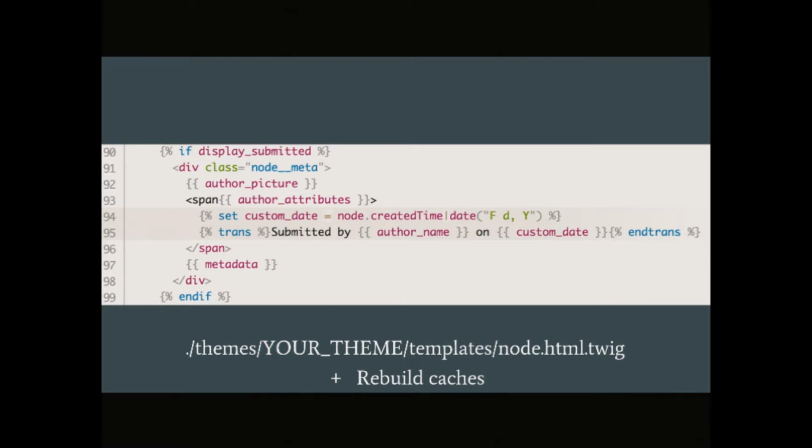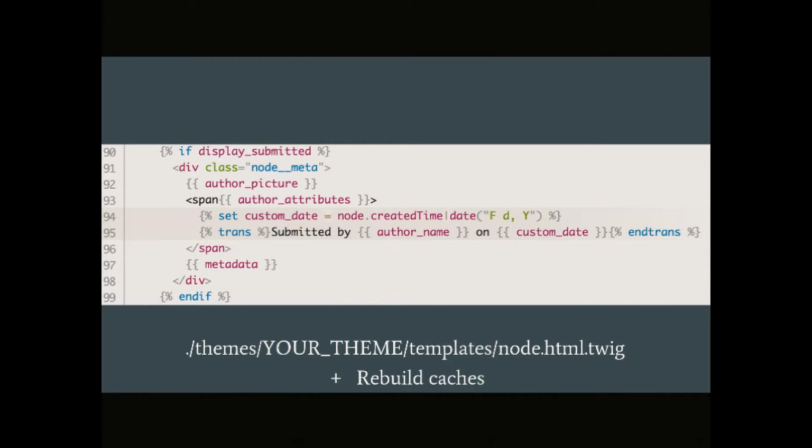So how do I go about doing what I want to do? In line number 4, I am creating a value. I say node.createdtime, apply the date filter and the format that I want to use. And that value is a scalar, so I can use it in the trans filter. If I didn't do that, it won't work. So in trans, I can only use scalars. I cannot use render arrays or anything. I cannot apply filters. I cannot apply functions, anything like that. It doesn't work.